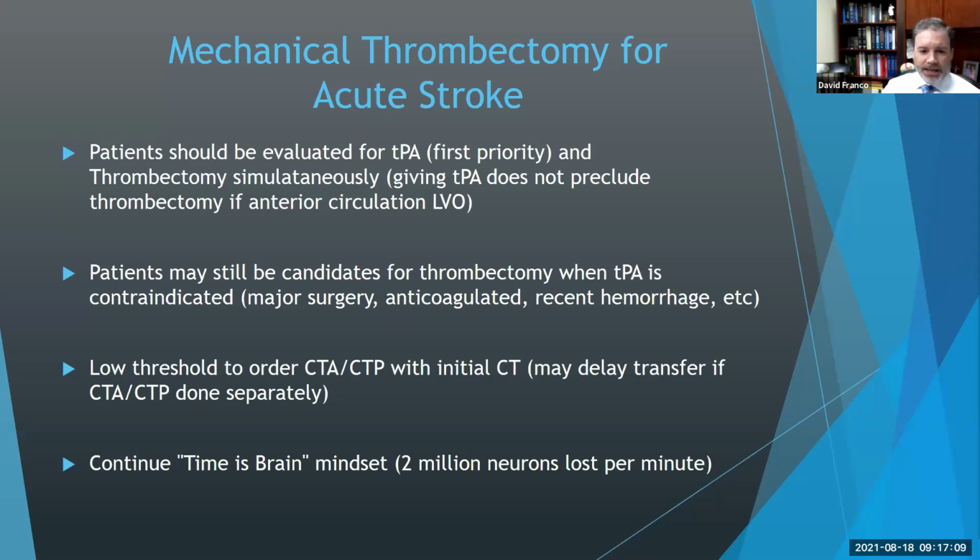And again, time is brain. Millions of neurons are lost every minute. So the faster we can do this, even though we still have time within the window, we still need to be moving fast.